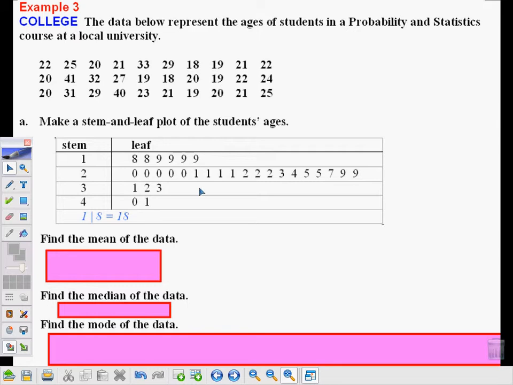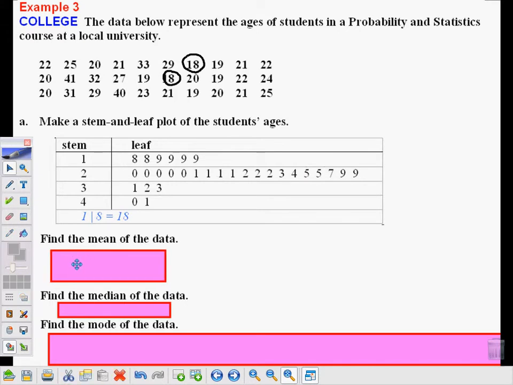So for instance, the number 18 would go here. 1 is in the tens place, and 8 would be to the right of that. So this 1, 8 gives me the representation of the data point 18. And then there's another 18 in there, so that is represented again with another 8. And then I've got a 19. There are 1, 2, 3, 4 of those apparently. And then there's a 20, and I've got 1, 2, 3, 4, 5 of those 20s represented here. And that's how this stem and leaf plot is organized, okay?